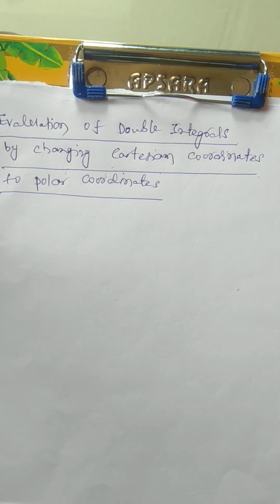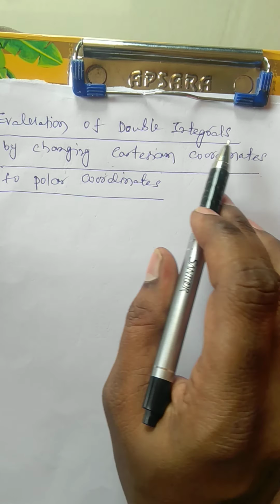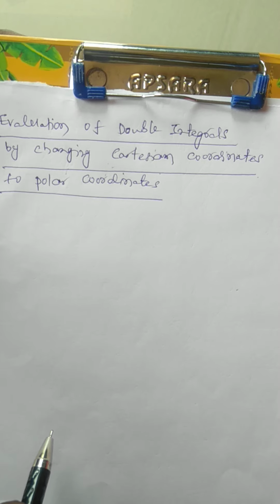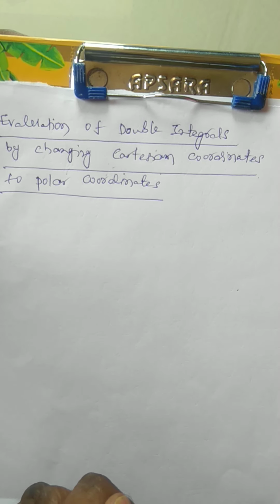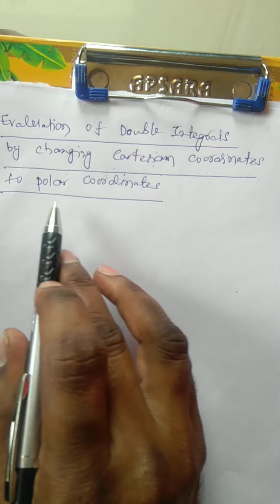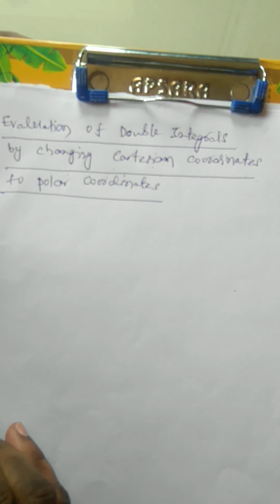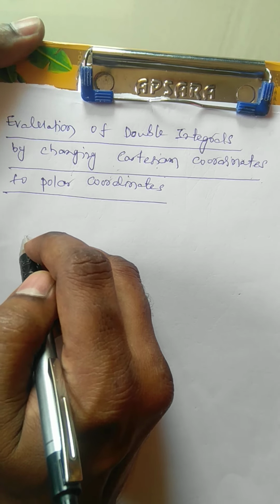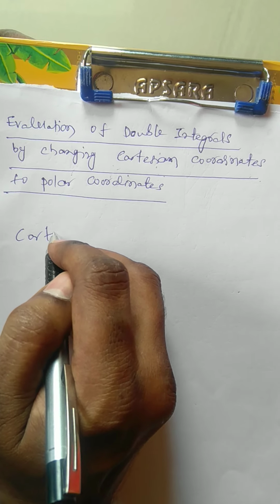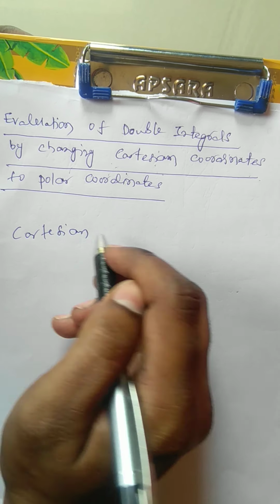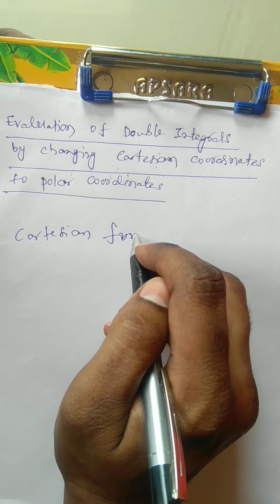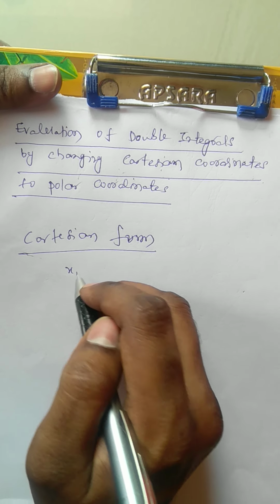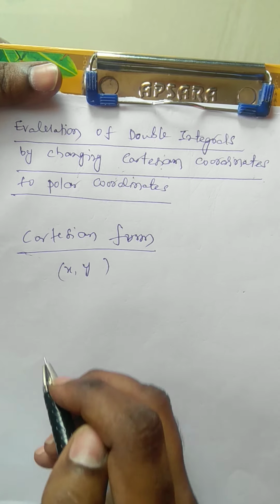Today in my session, I'm going to explain evaluation of double integrals by changing Cartesian coordinates to polar coordinates. If you want to understand this topic, first you have to know what Cartesian coordinates are and what polar coordinates are. First, let me explain what Cartesian coordinates are. Cartesian form. What is the standard form of Cartesian form? It is in the form of x comma y.